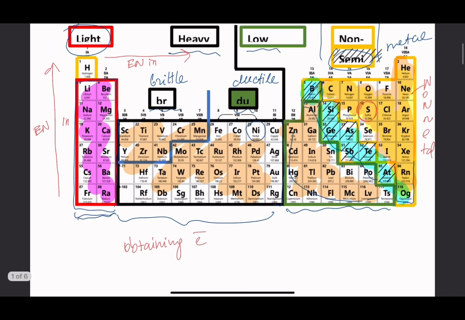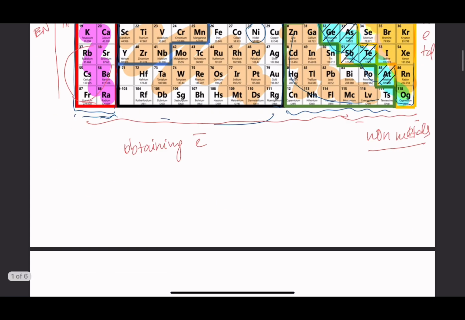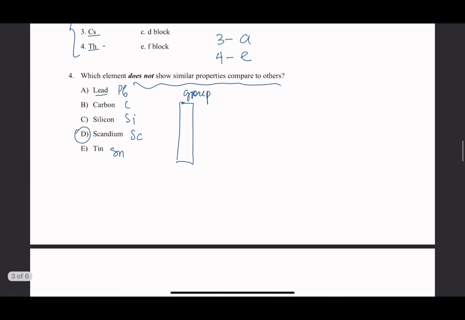Okay, if we go towards the right, you see our non-metals are in here. Non-metals tend to obtain electrons, but the metals tend to lose electrons because they have a lower electronegativity. My metals are located on this side, but my electronegativity increases as I go towards the right, towards non-metals. So non-metals will gain electrons.